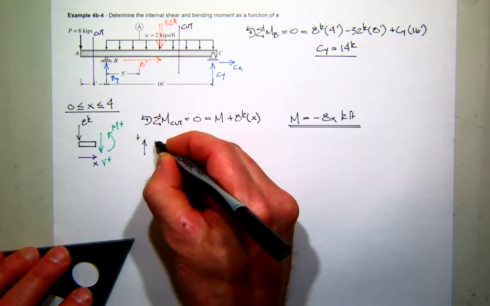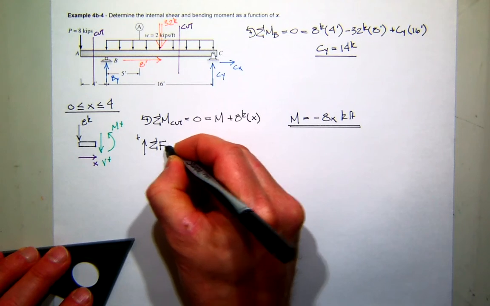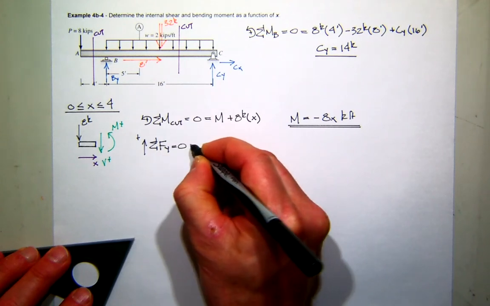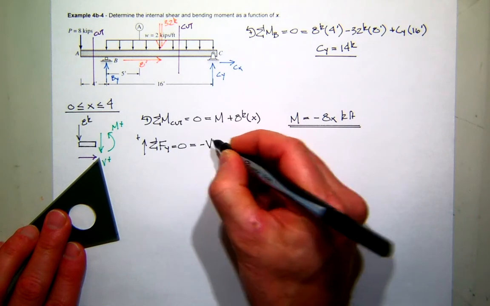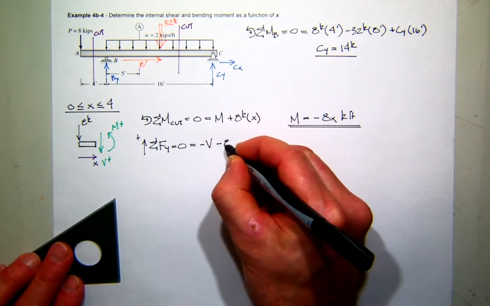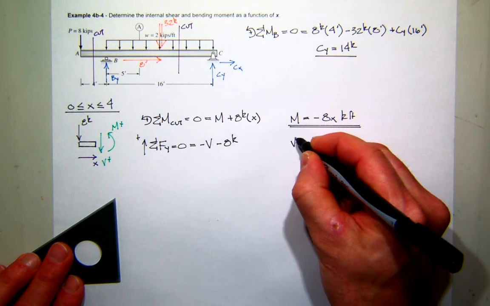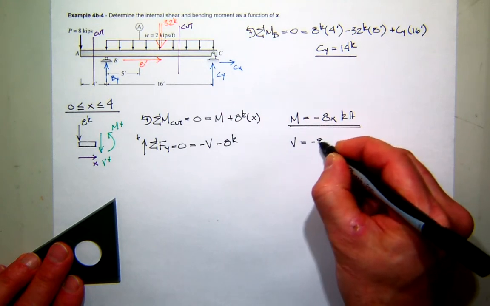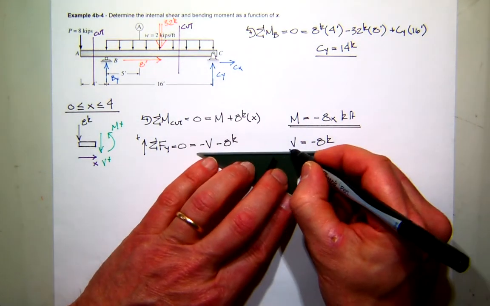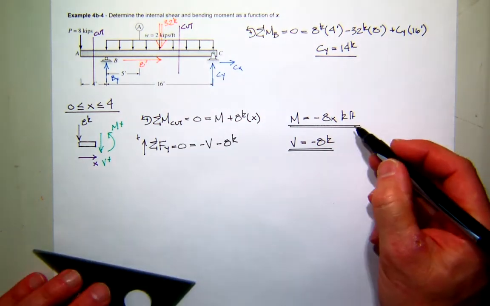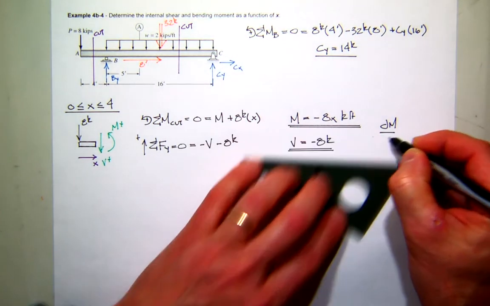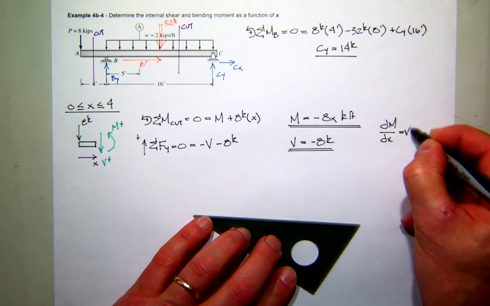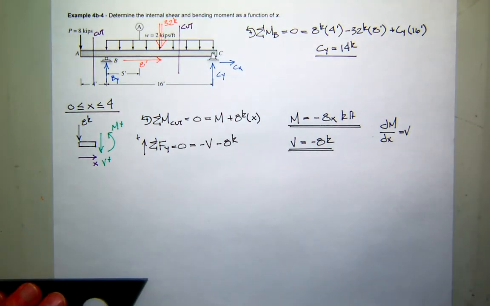And then we're going to sum forces in the y direction. And looking at our free body diagram, our shear force is down, our applied load 8 kips is down, so it looks like the shear is equal to minus 8 kips. It's constant. I think you can do a quick check there and see that the derivative of the moment is equal to the shear, so that seems comforting. That was a pretty easy one.